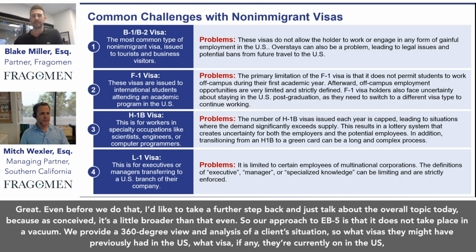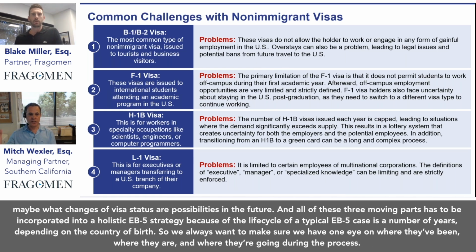Great. But even before we do that, I'd like to take a further step back and talk about the overall topic today, because as conceived, it's a little broader than that. Our approach to EB-5 is that it does not take place in a vacuum. We provide a 360-degree view and analysis of a client's situation: what visas they might have previously had in the US, what visa, if any, they're currently on in the US, and maybe what changes of visa status are possibilities in the future.